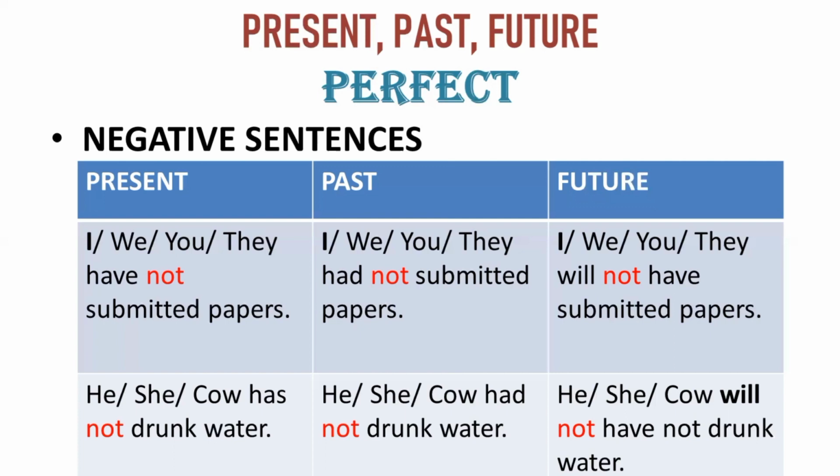In future, again, you have to be careful as we discussed earlier, that you have to use not after will, not after have. So the example becomes, I will not have submitted papers. He will not have drunk water. In the example, there is double use of not, so you have to avoid it. He will not have drunk water.